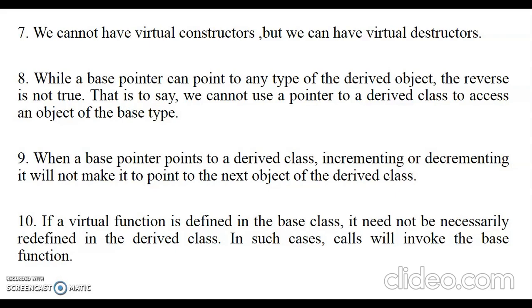You cannot write a derived class pointer that will be pointing to a base class object, meaning one that holds the address of a base class object. That will be an error. I'll show you. When a base pointer points to a derived class, incrementing or decrementing it will not make it point to the next object.